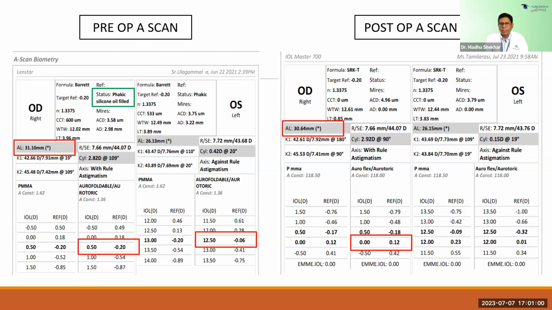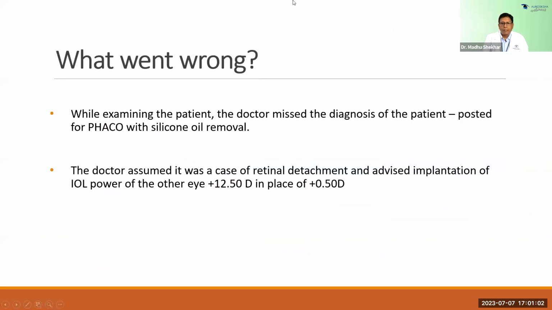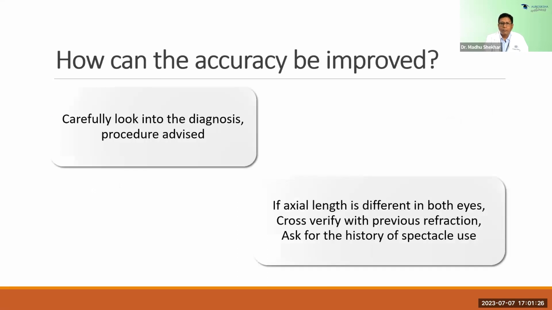So there was no error in calculation, only error in analyzing the case. When it was sent to the doctor, the diagnosis was missed that the patient was posted for silicon oil removal, not for retinal detachment surgery. So he took the A scan power of the other eye, and instead of plus 0.5 diopter, 12.5 diopter was advised, and the patient was implanted with that. There was a post-op refractive surprise in this case, which we had to take for IOL exchange.